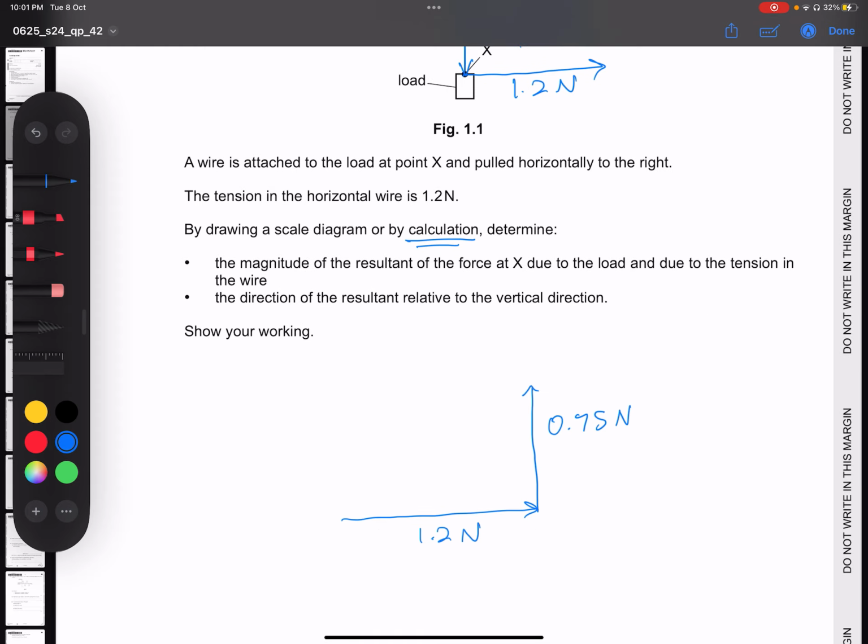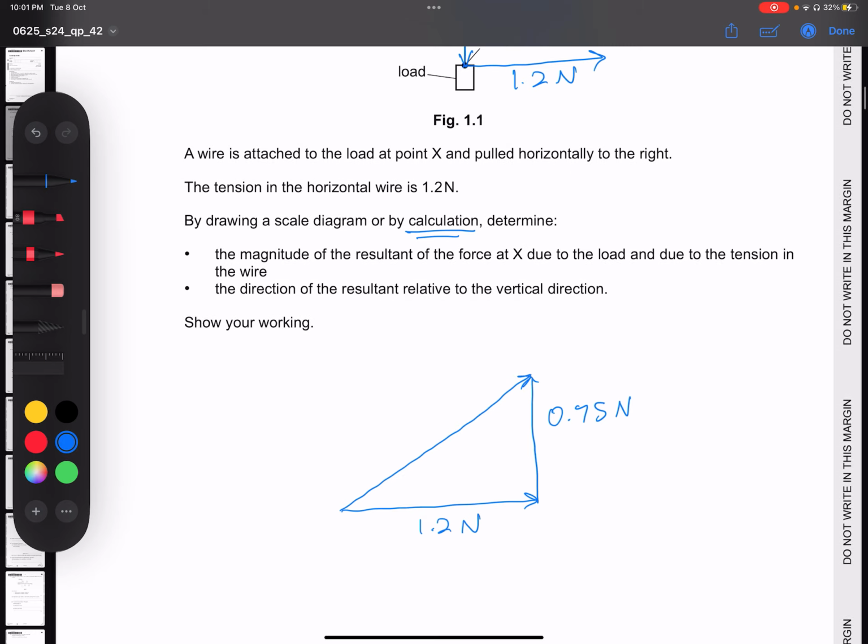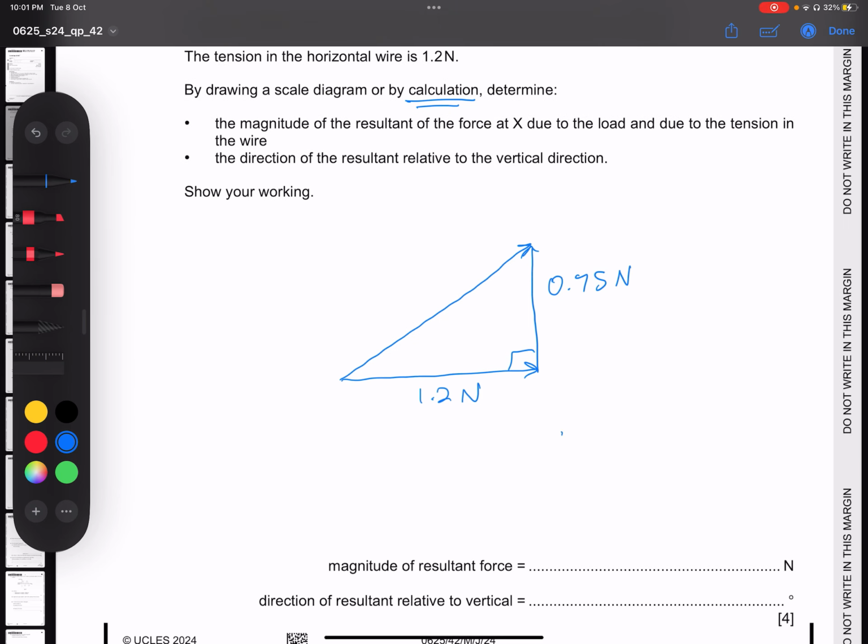So once we've constructed the triangle, we can draw the magnitude of the resultant vector. Using the Pythagoras theorem, since this is a right angle triangle, we can find C, the resultant vector, C for the hypotenuse, is equal to root of 1.2 squared plus 0.75 squared. So that would just be 1.4 Newton. So the magnitude of the resultant force would be 1.4 Newton.